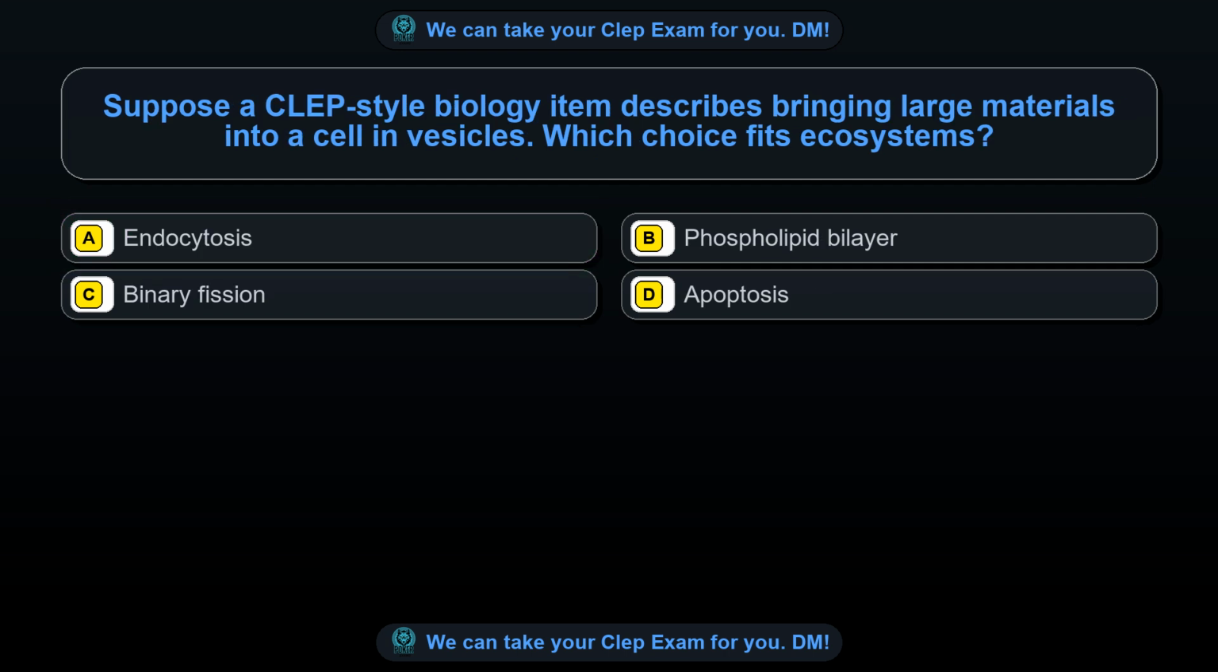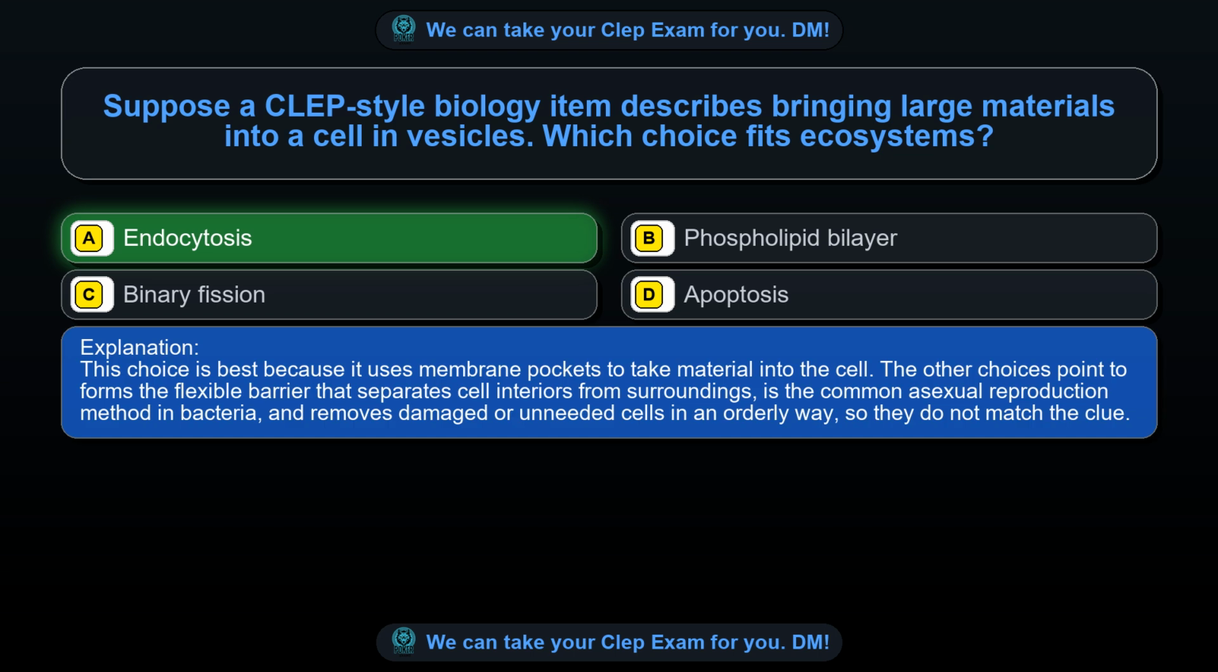Question 77. Suppose a CLEP-style biology item describes bringing large materials into a cell in vesicles. Which choice fits ecosystems? Option A, endocytosis. Option B, phospholipid bilayer. Option C, binary fission. Option D, apoptosis. The correct answer is option A, endocytosis. This choice is best because it uses membrane pockets to take material into the cell. The other choices point to forms the flexible barrier that separates cell interiors from surroundings, is the common asexual reproduction method in bacteria, and removes damaged or unneeded cells in an orderly way, so they do not match the clue.